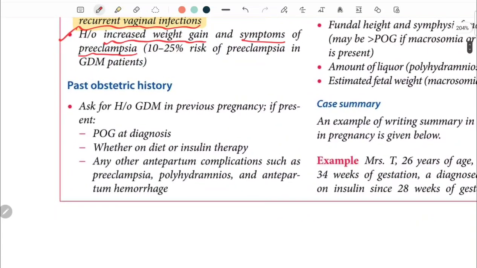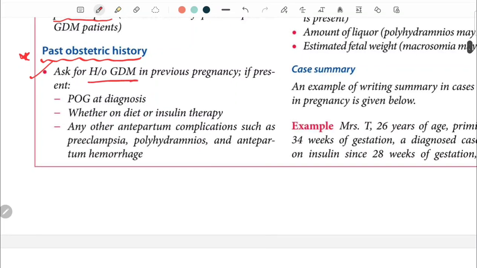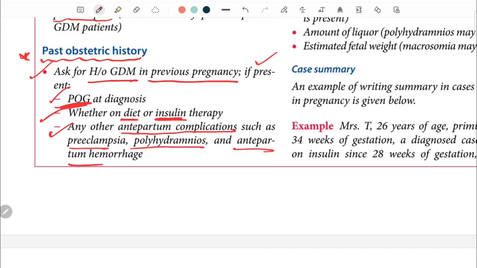Now next, moving on to the past obstetric history. You need to ask for history of GDM in previous pregnancy, if present. Any history of GDM in previous pregnancy must be asked. And if it is present, then you need to ask for the period of gestation at diagnosis, whether she was on diet or insulin therapy, and any other antepartum complications such as preeclampsia, polyhydramnios, antepartum hemorrhage.